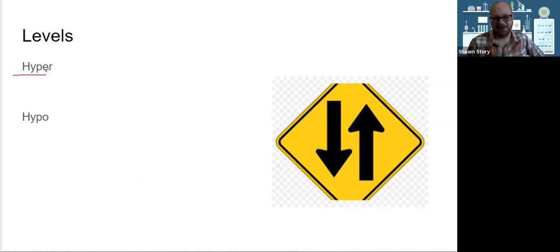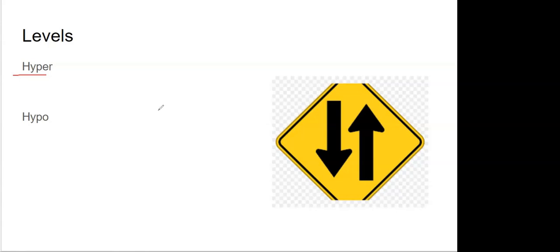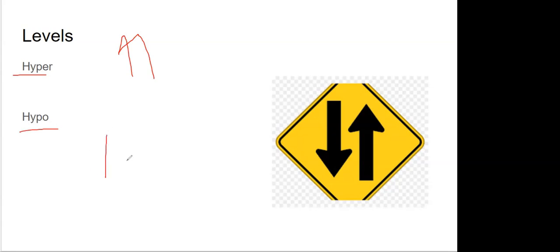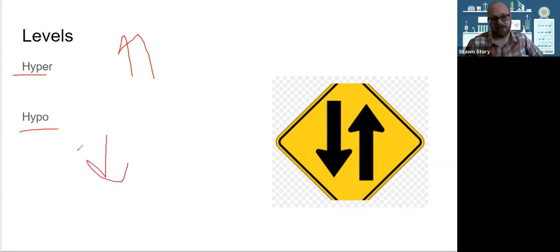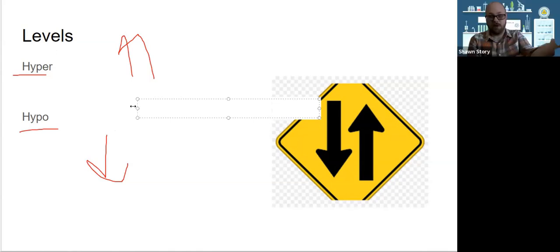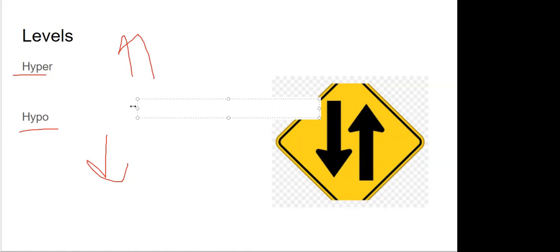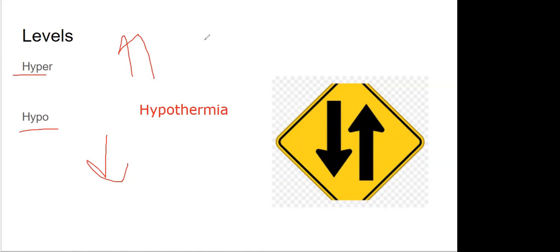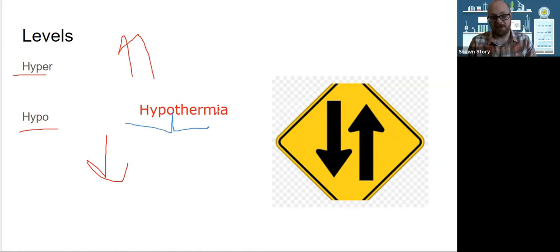All right, hyper. What do we got? High, above the normal level. Hypo, low. Give me some science words using hyper or hypo. Hyperactive. Hyperventilating. They're active more than they should be. ADHD, hyperactive. Hypothermia. What does that mean? Below temperature. Our body temperature, the heat of the body, is too low.